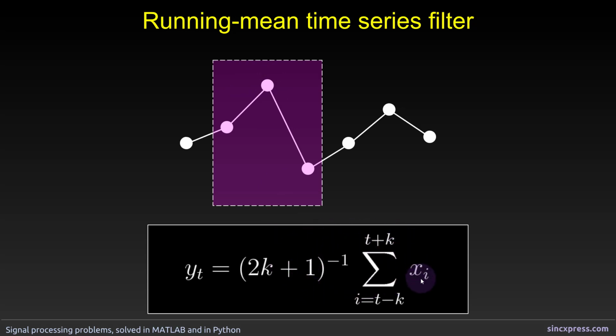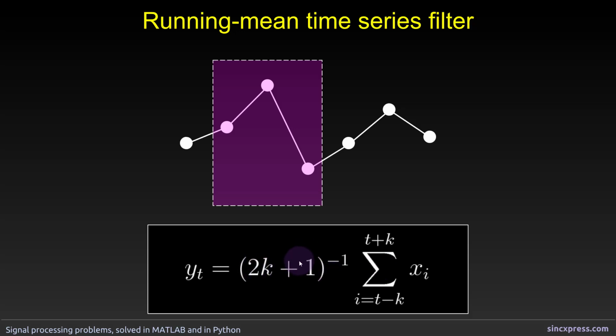Now, the formula looks more complicated than it really should be, given the straightforward concept. So essentially, you set each point in y, so each time point t in the filtered signal y, is defined as the sum of all the data points in the original signal x going t backwards in time k points and t forwards in time k points. So here you sum all of these up, and then you need to divide by the number of time points, which is 2k plus 1.